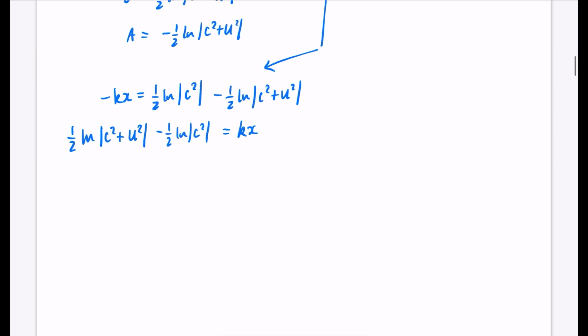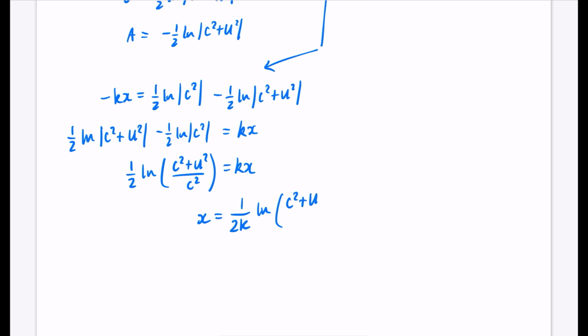Now I can combine these ln's into one single thing, which is going to be the ln of, I don't really need the modulus signs anymore, c squared plus u squared over c squared equals kx. I'm also now going to divide by k so that I get x equals 1 over 2k ln of c squared plus u squared over c squared.